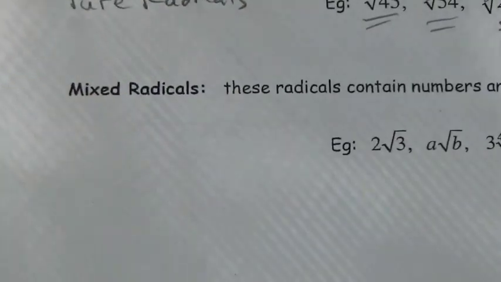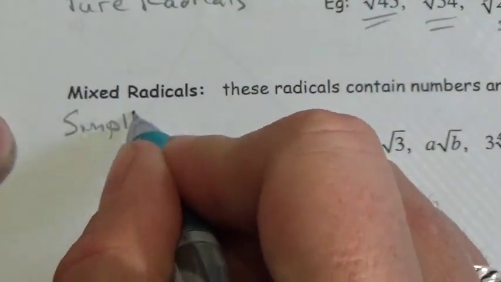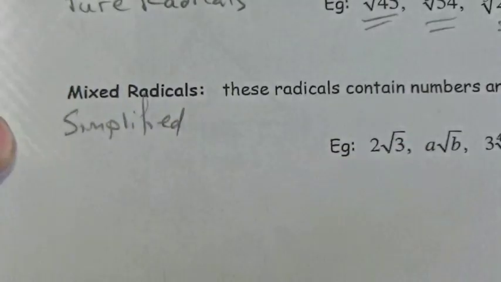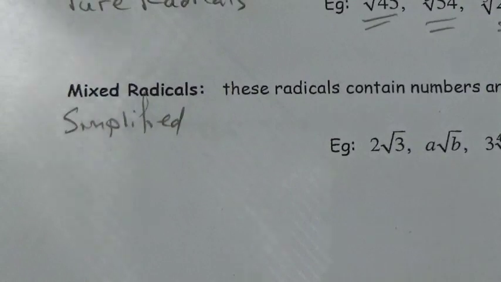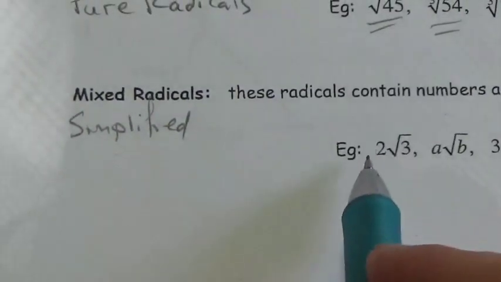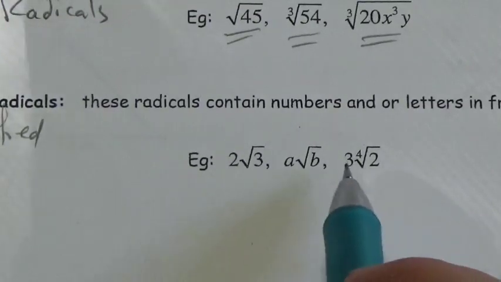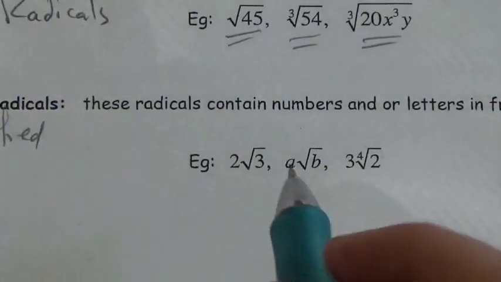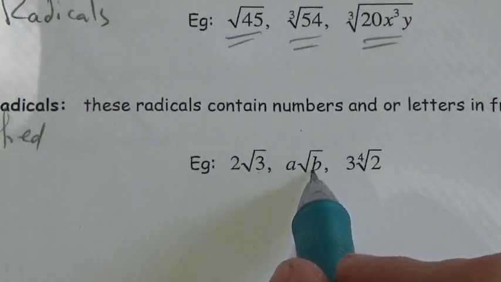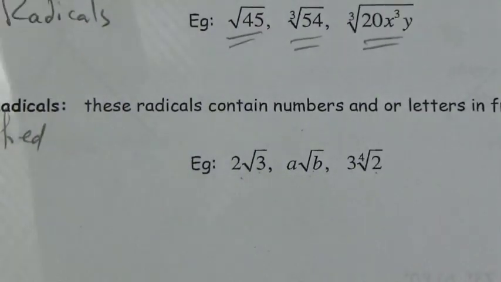Mixed radicals, on the other hand, are what you might call simplified. In other words, we have yanked out something inside there, and it's created a coefficient for us. So for example, 2 root 3, a root b, 3 multiplied by the 4th root of 2. Those are all what we would call mixed radicals. And in most cases, as long as what's underneath the radical symbol, the radicand, is as simple as it's going to get.